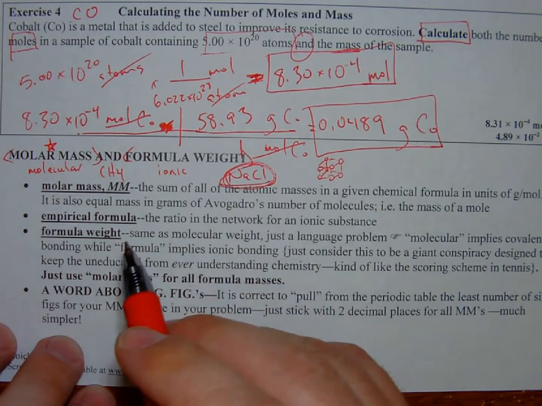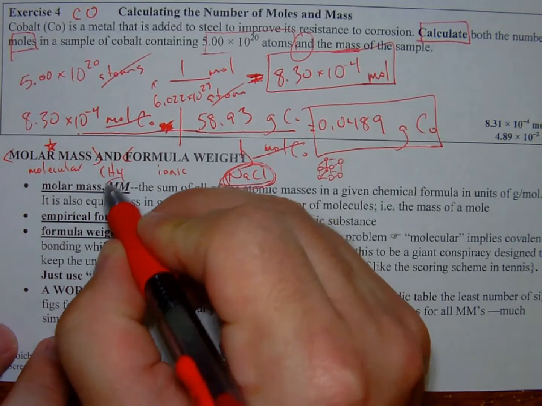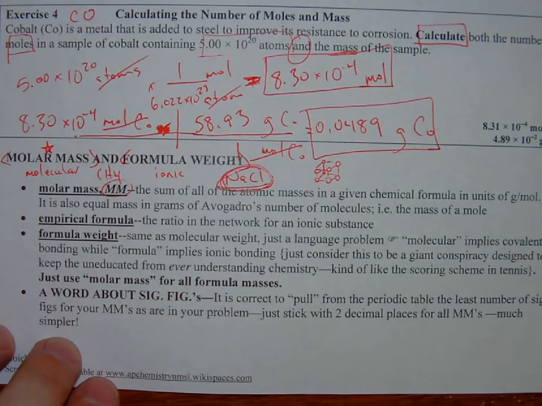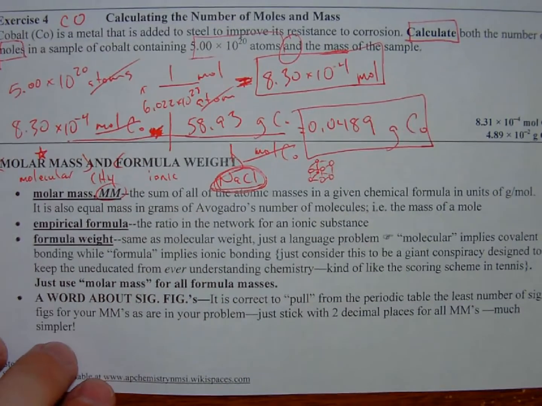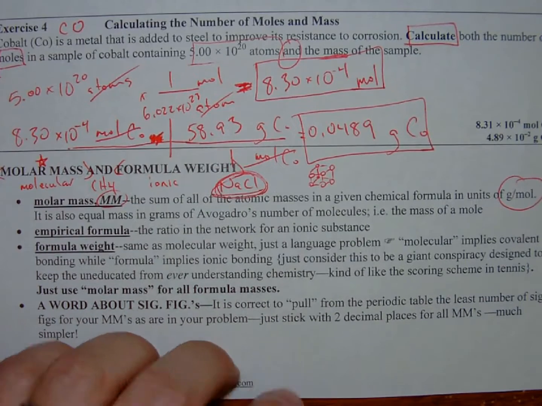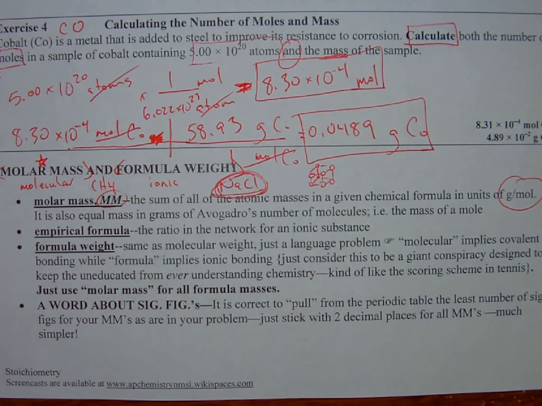So what is a molar mass? Typically represented by capital M, and you will see that throughout this course. There are so many different variables, so many different terms that need to be represented by various equations that capital M is needed there for molar mass. Molar mass is the sum of all the atomic masses in a given chemical formula in units of grams per mole. Molar mass is always given in grams per mole.